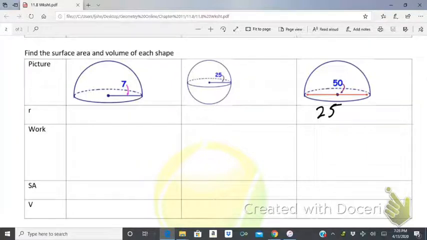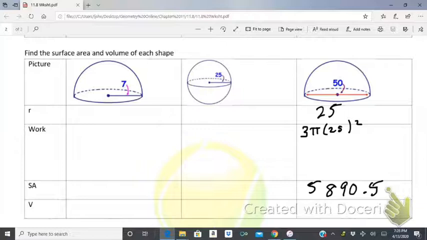If I want to do surface area, I just look at the surface area formula for a hemisphere, and it's 3 pi r squared. So it's going to be 3 pi times 25 squared. When you hit the enter button on that, you get 5,890.5. Now please use your calculator. Don't make this any harder than it needs to be. Just plug this stuff in, hit the enter button, and be done with it.